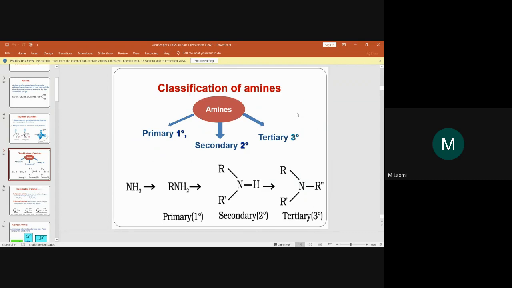There are three types of classification under amine. First classification is based on the number of R groups. If amine has one R group, that is, one hydrogen of ammonia replaced by one R group, then it is a primary amine. Secondary amine: in ammonia, two hydrogen atoms are replaced by two R groups. Then tertiary amine: all three hydrogen atoms are replaced by three R groups. So tertiary amine doesn't have any hydrogen atom. So this is the first classification.